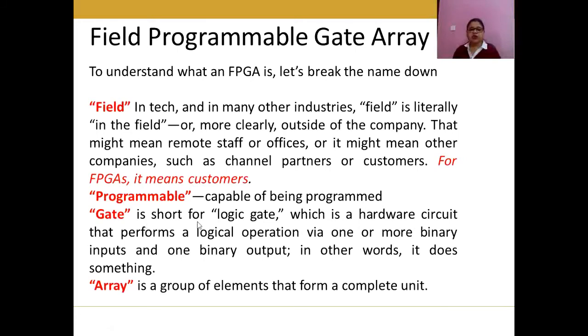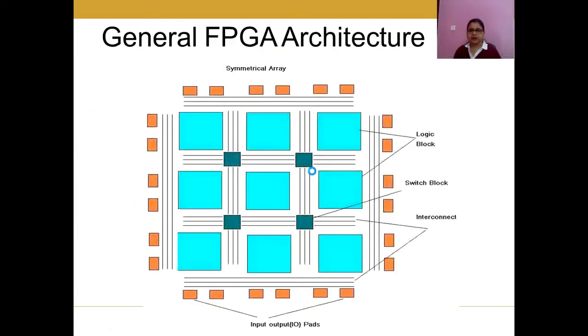Gate over here is short for logic gate, which is a hardware circuit that performs logical operations with binary input and binary output. Because it is using gates, that's why the word gate is there. And array, because an array is a group of elements that form a complete unit. So it is structured in the form of an array, and that's why this name is given: FPGA, field programmable gate array. This is the general architecture of the FPGA.